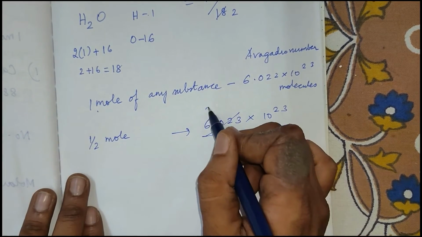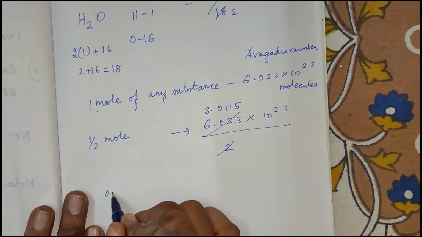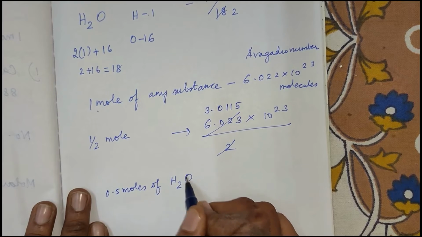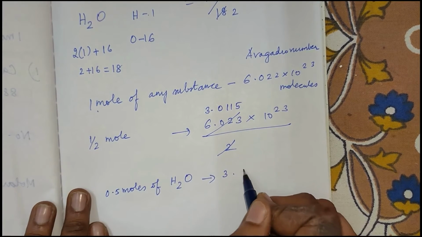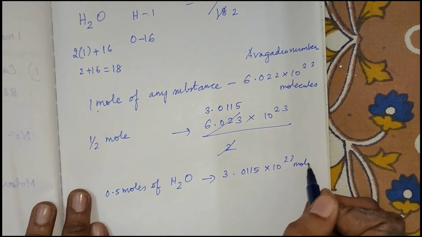So what will be your answer? 3.0115. So 0.5 moles of water contains 3.0115 × 10^23 molecules.